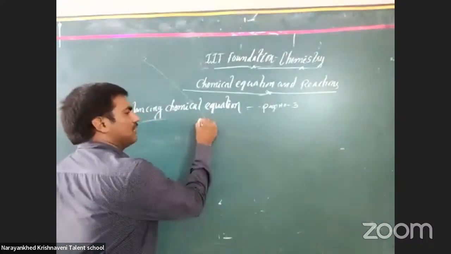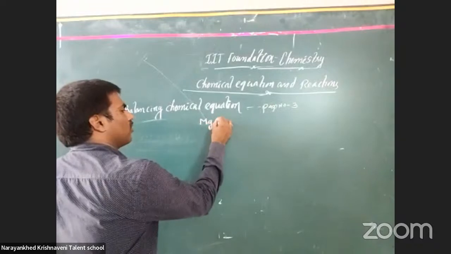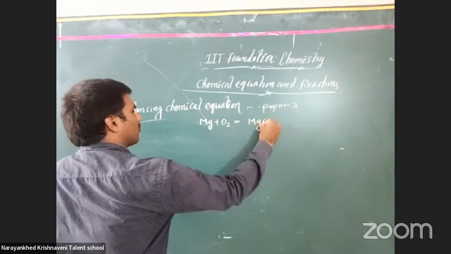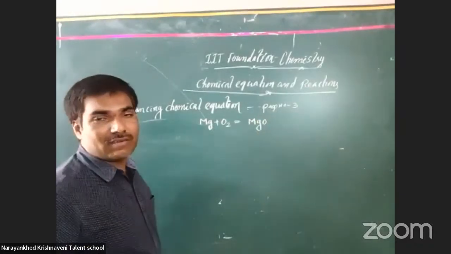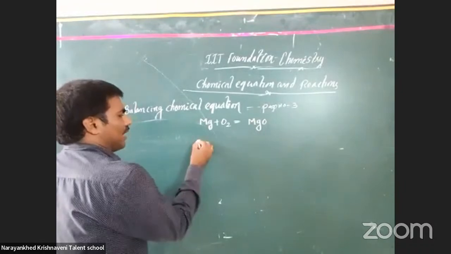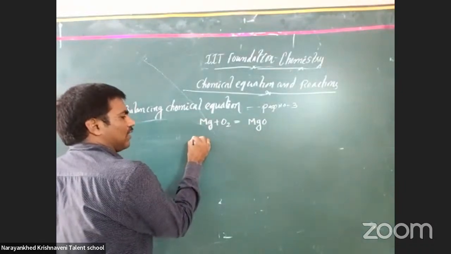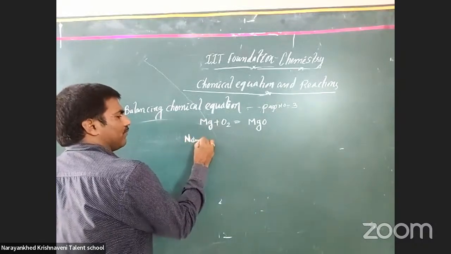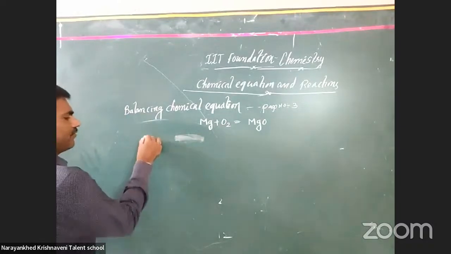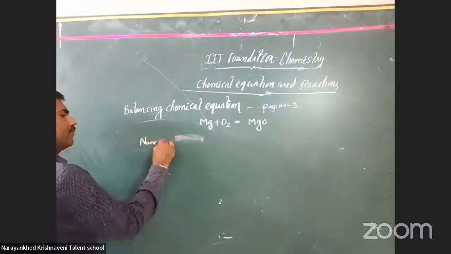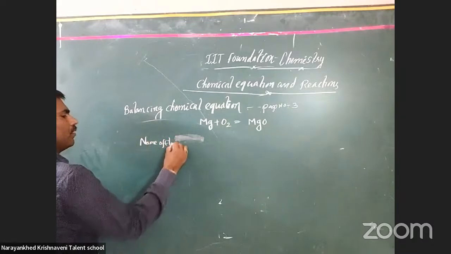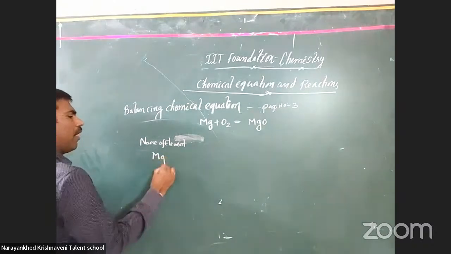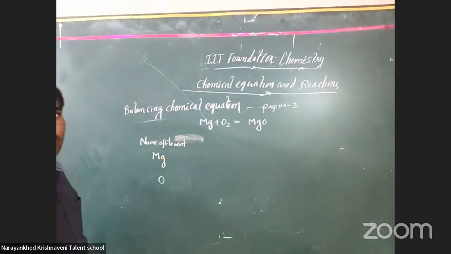Magnesium is combined with oxygen and forms magnesium oxide. Now this is the equation. For this, what is the reactant? First you have to take the name of elements. What are the names of elements? Magnesium and oxygen, only two elements.